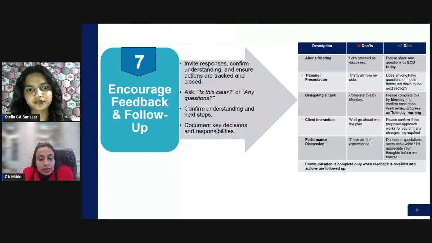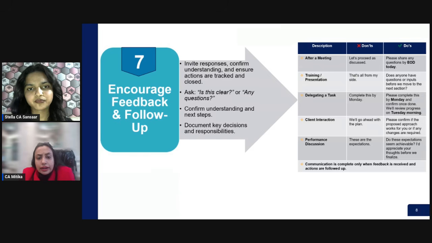While delegating a task, we just say affirmatively, complete this by Monday. Is it clear? No. What we should do is say, please complete this by Monday, with the right tonality in your message, and confirm once done. We'll review the process on Tuesday morning. What did we do? A simple rephrasing has totally changed the way it will be perceived by the recipient.